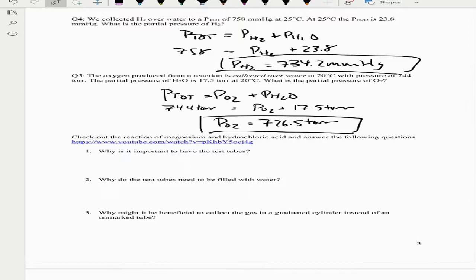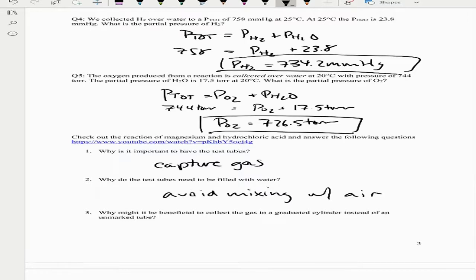I hope that you found that the reason why it's important to have test tubes is to capture gas. We need the test tubes to be filled with water to avoid mixing with air. And that is beneficial to collect gas in a graduated cylinder because you could measure volume.